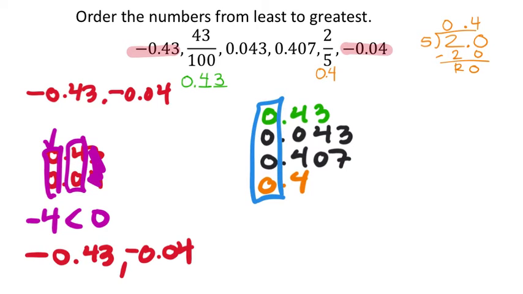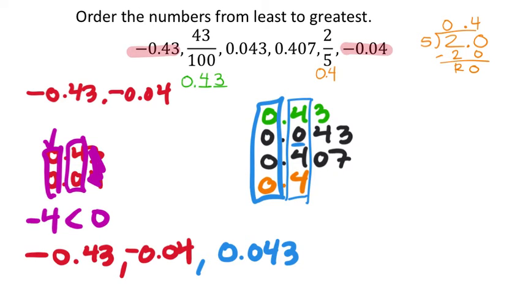So I start with the ones. These ones all match, so I got to go now to the tenths. So I go to the tenths here, and the lowest number here is the 0, which means that 0.043 is the smallest of these 4 values. So I can list that as my smallest, 0.043.